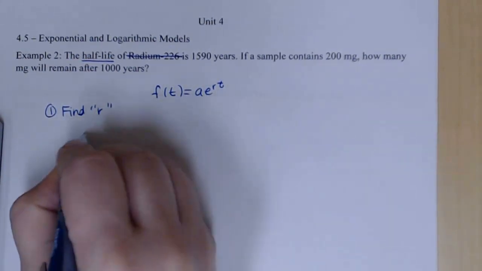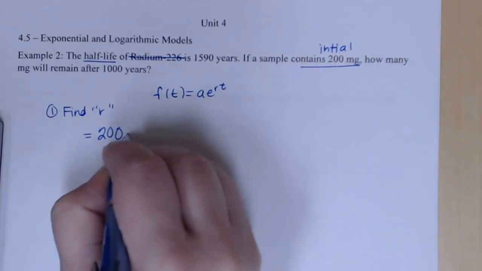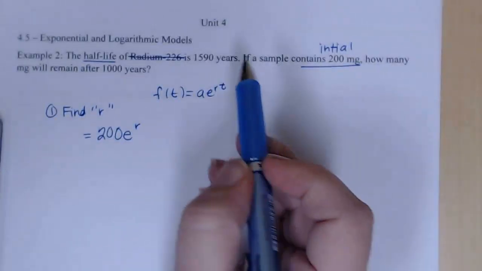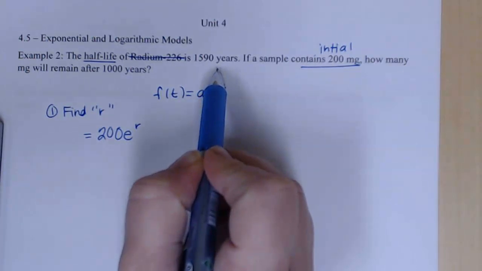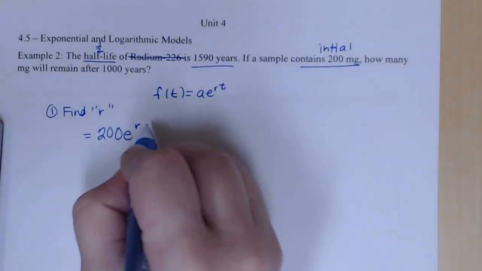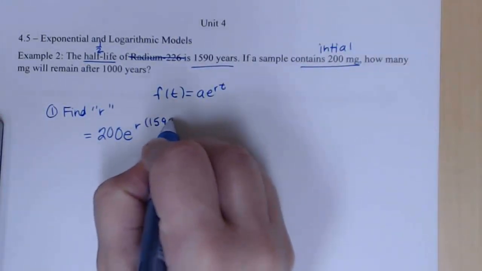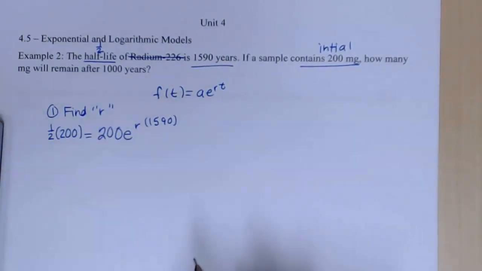It says if a sample contains 200 milligrams, that's going to be my initial quantity. So I'm going to say 200 e to the r. And it says the half-life is 1590 years. In the previous one, we said that it doubled after a certain amount of time. Here, half of it will remain after this amount of years. So I'm going to plug in 1590 for t, and say half of that 200 would remain.